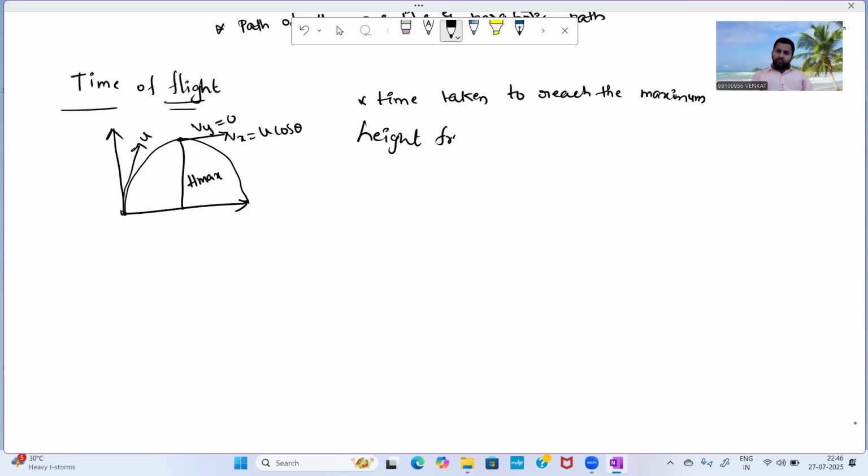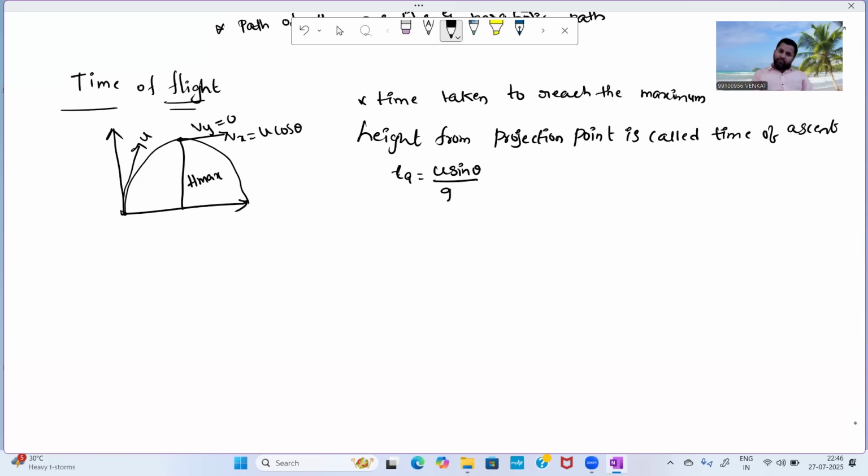Maximum from projection point. The time taken from the projection point to the maximum height is called time of ascent. Okay. So the time of ascent is equal to, we can write, u sine theta by g.